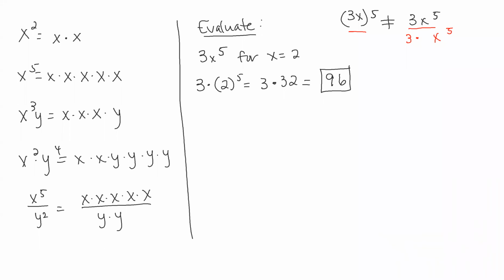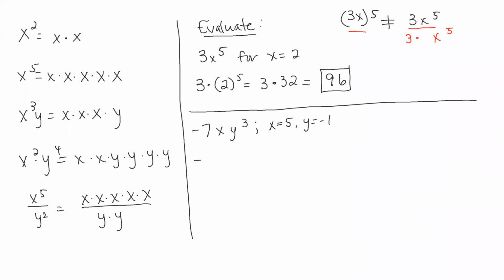What if I had something like this, negative 7xy to the 3rd, and we're going to evaluate for x is 5 and y is negative 1, okay? Now, the negative 7 and the x do not get the exponent of 3. I want you to see this very clearly. We have a negative 7, which is being multiplied by an x, which is then being multiplied by y to the 3rd. The exponent of 3 only goes to the y. So I'm going to evaluate. I get negative 7 times x, which is 5, times negative 1 to the 3rd power.